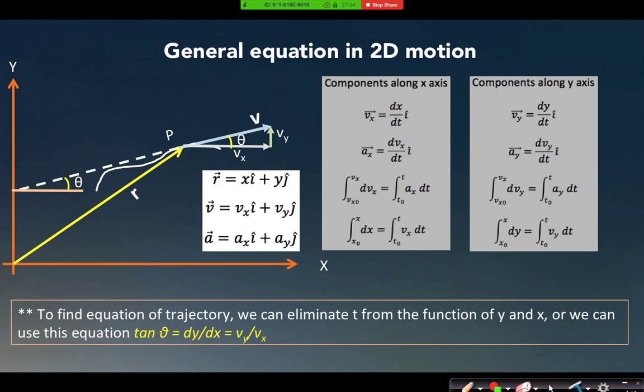To find the equation of trajectory, we can eliminate time from the functions of y and x, or we can use the equation tan theta equal to dy by dx, that is equal to Vy by Vx. But you should remember that it cannot be said for acceleration: dy by dx is not equal to ay by ax. Can you tell me why I cannot write that? Sir, acceleration can have any arbitrary direction, not necessarily along the tangent. Yes, good. It will not necessarily lie along the tangent always.